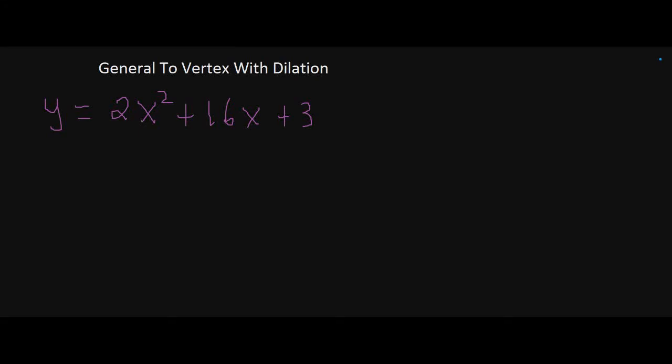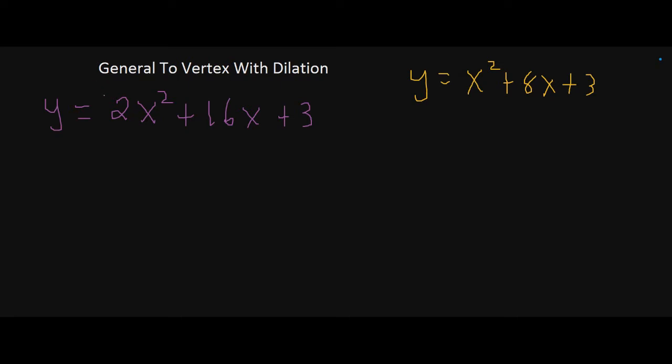Algebra 2, welcome very much to another special edition on how to go from general to vertex form with a dilation variable, okay? If you look at the previous examples that we did, you should see that we had something like y is equal to x squared plus 8x plus 3. Well, if you notice, what's the number in front of x squared? Yeah, it doesn't show it, but it's just 1. Well, over here, it's 2.